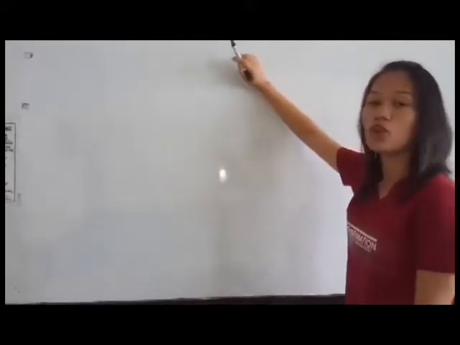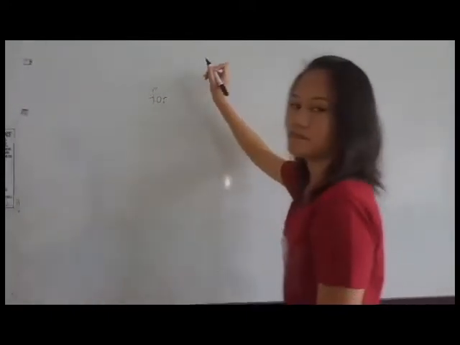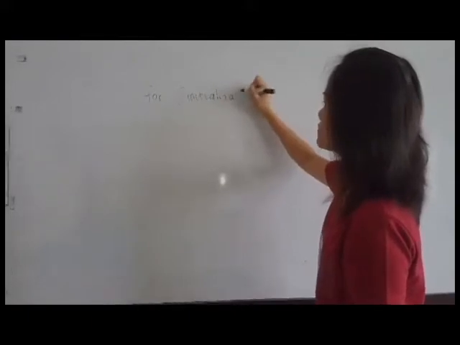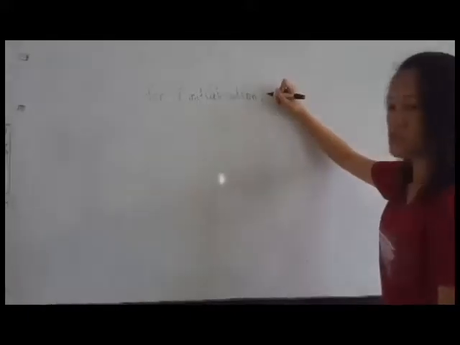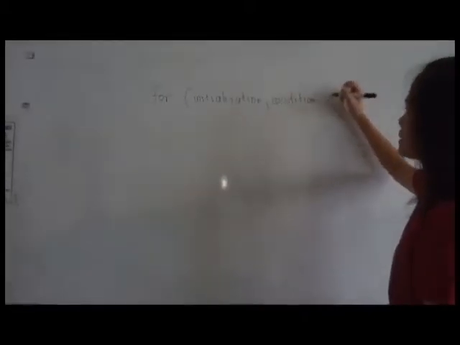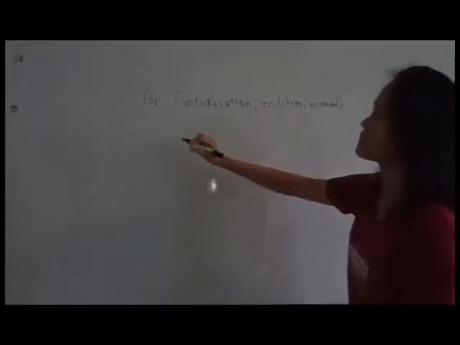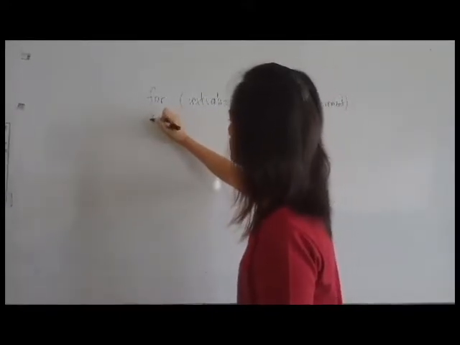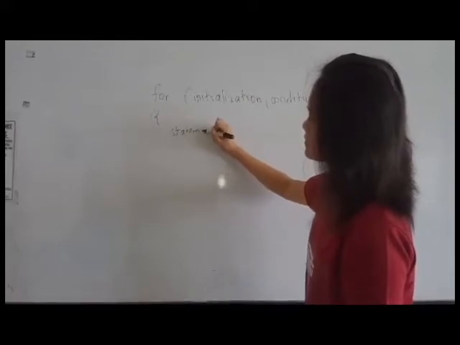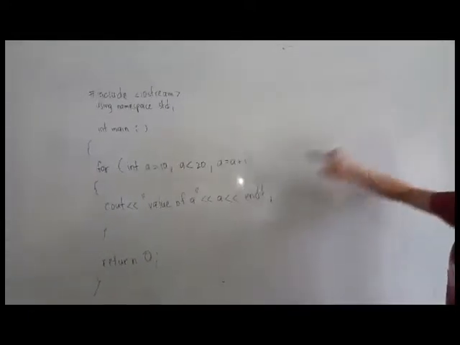Now, what is the syntax of a for loop in C++? The syntax of a for loop in C++ is for, next is the condition, then the opening brace, the statement, then close braces.